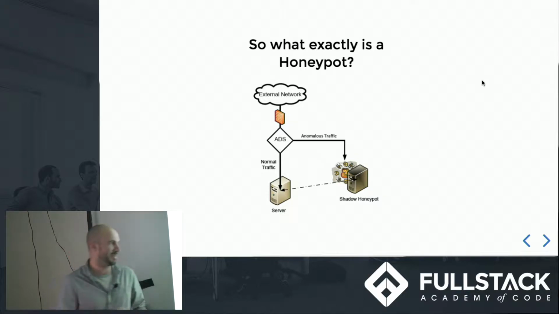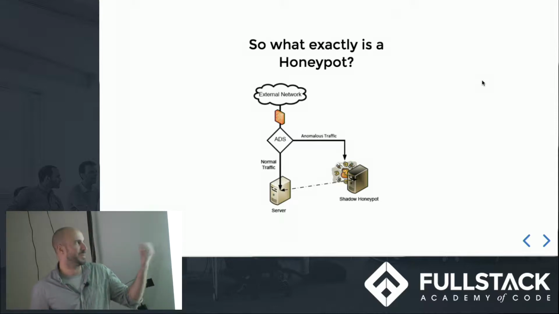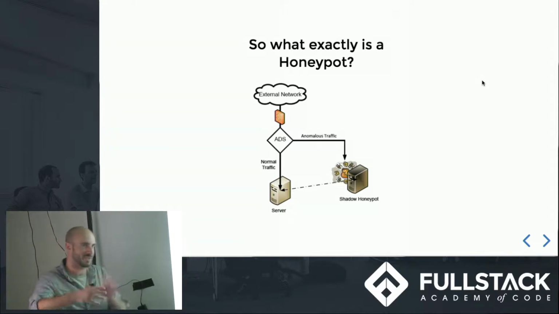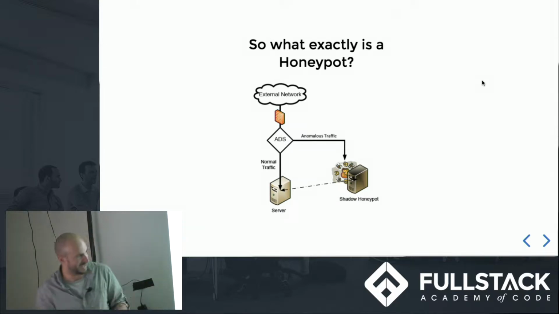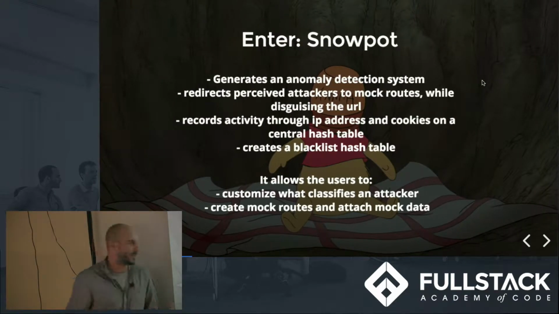In my case, I made a shadow honeypot, which detects bad traffic and handles the attacker at the same time. So basically, you have a network which attackers will come through, trying to get into your server. The shadow honeypot detects it and handles it. Simple. Okay, enter Snowpot.